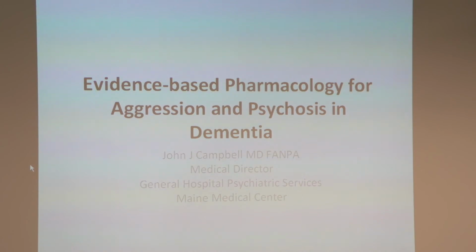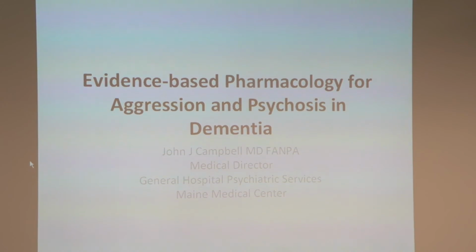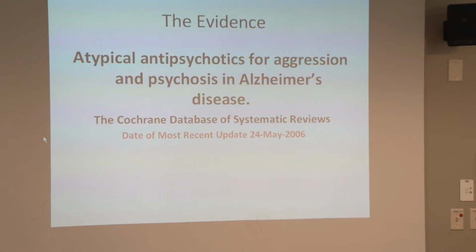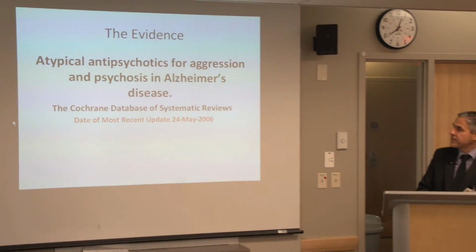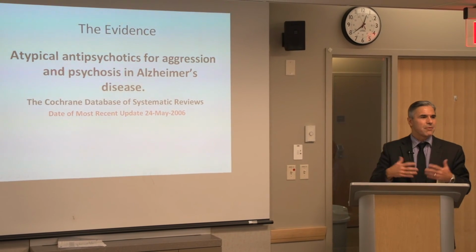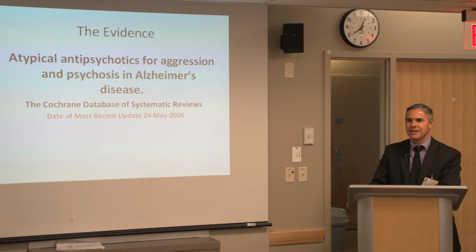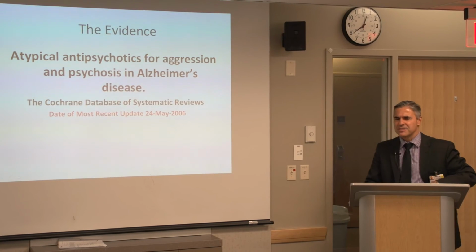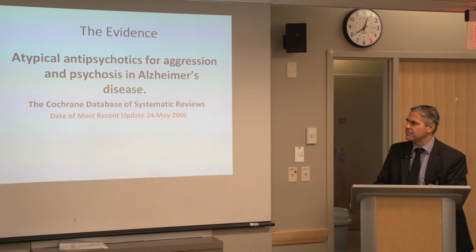Okay, so that's the DSM part. Now let's go to evidence-based treatment, and in this case I picked aggression and psychosis in dementia. There is a high-level Cochrane meta-analysis for this, so I thought I'd present that. So the reason that the most recent update is 2006 is that because of the black box warning, it kind of put the kibosh on money and zeal going into researching atypicals.